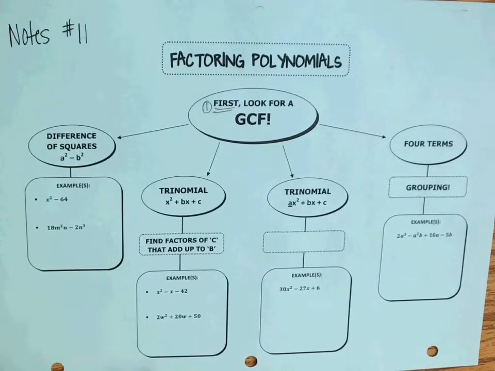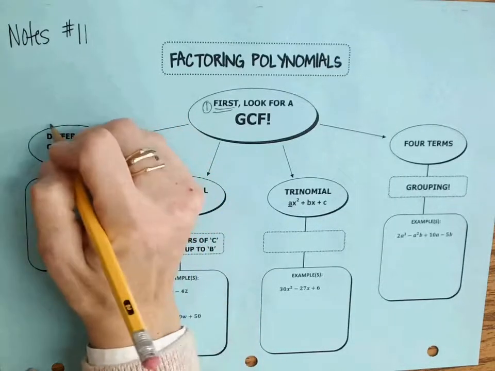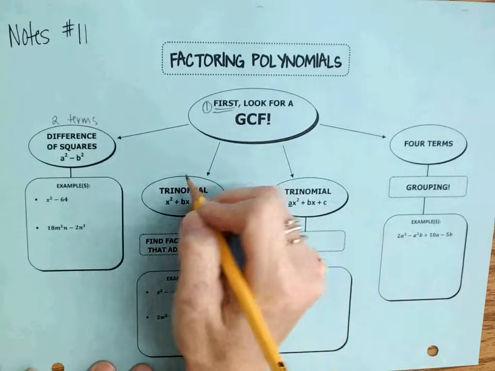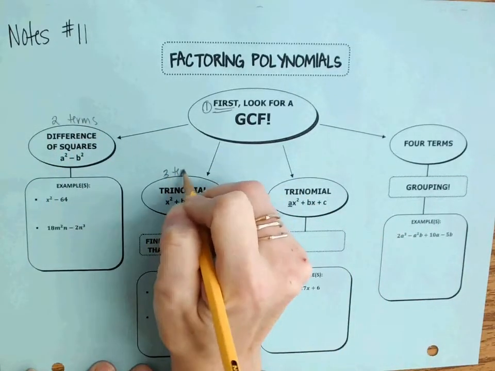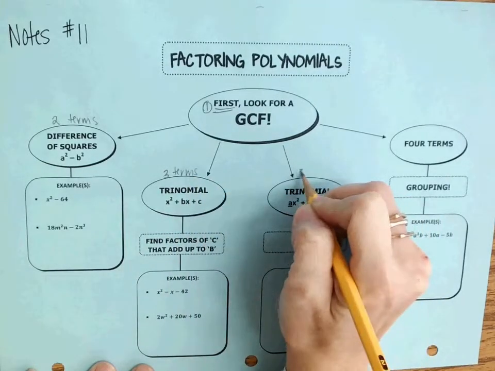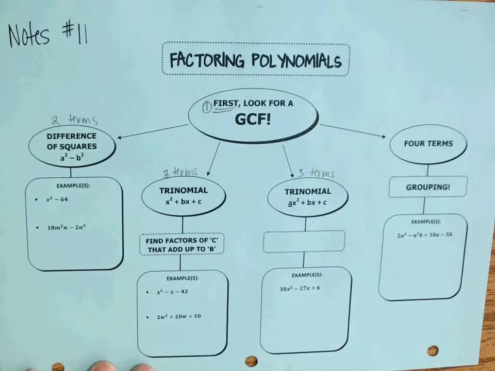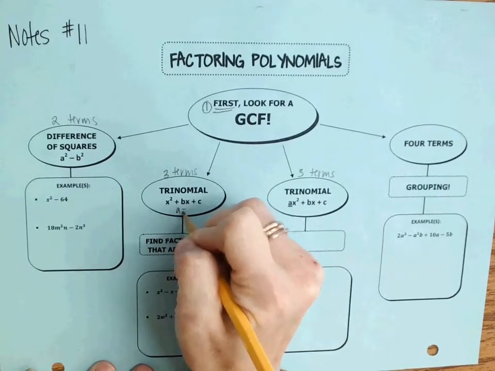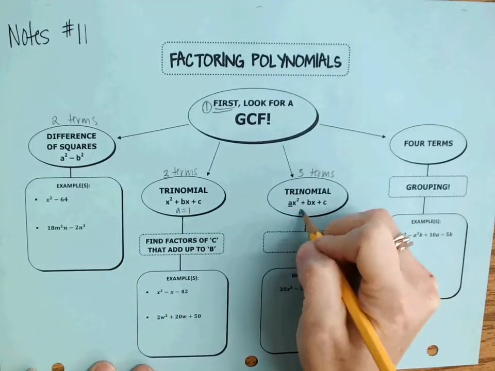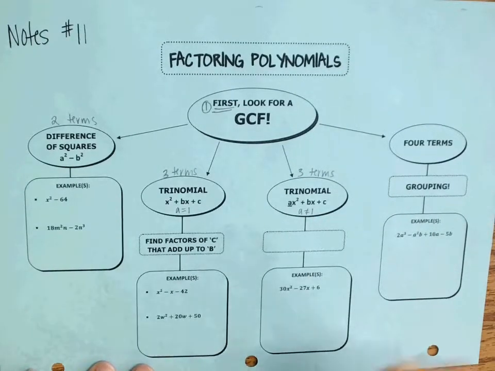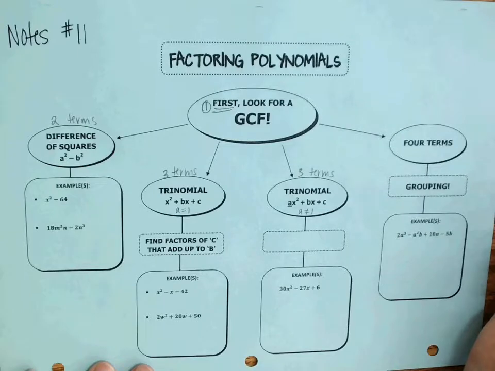Then the other thing that you're going to do is look and see how many terms the polynomial has. If it has 2 terms, we'll do difference of squares. If it has 3 terms, it's trinomial factoring, and there are 2 types of trinomial factoring. One type is where a equals 1. The other type is where a does not equal 1 but is any other number. And then the last one is 4 terms.